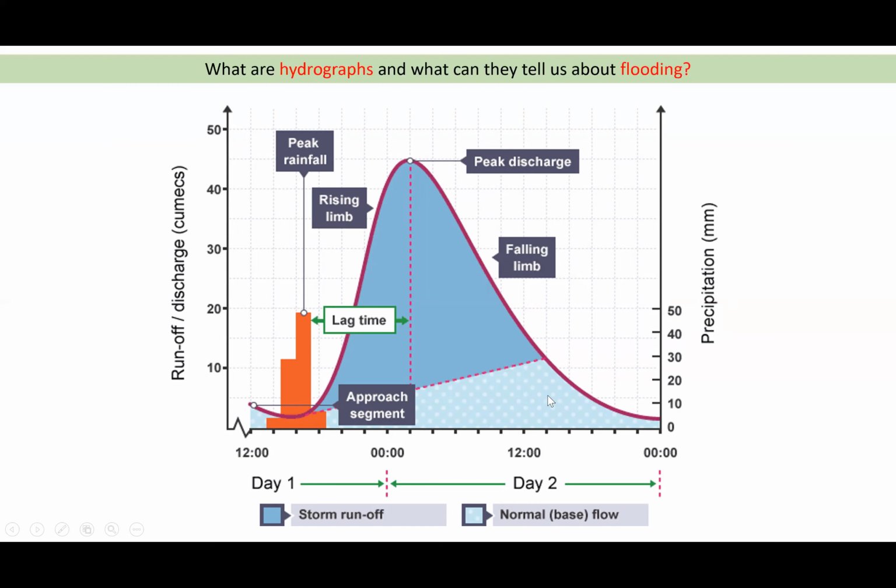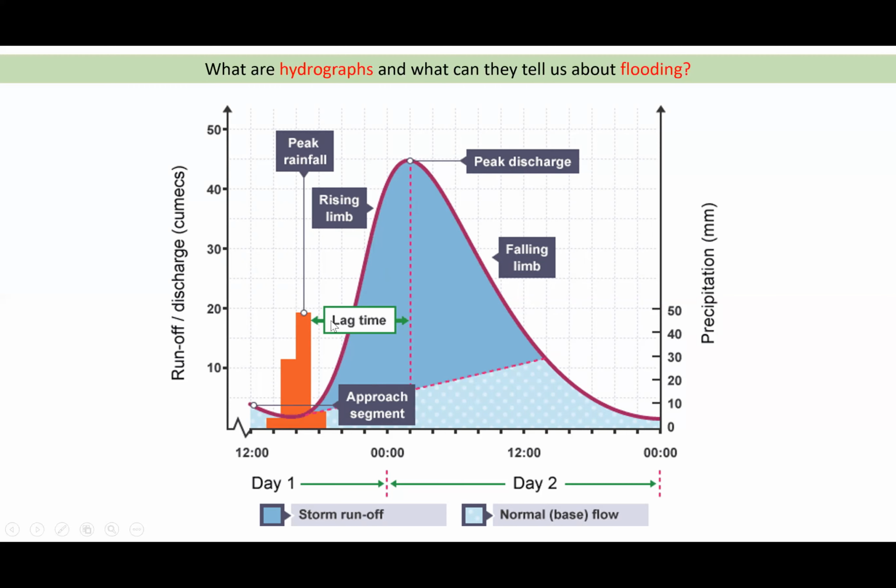Secondly, I want to point out that the normal base flow is this area here. So this is the amount of water that's normally in a river. Whereas the storm runoff, this area, is the water that entered the river channel during this storm or flood event. So normal base flow is how much water is normally in the river, and storm runoff is how much water entered the river during a storm event.